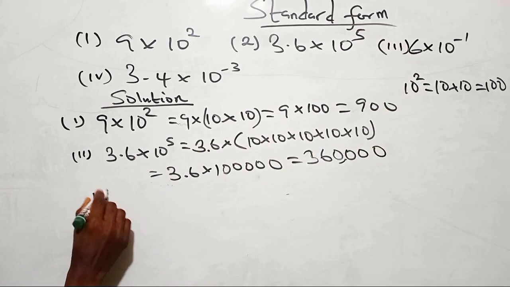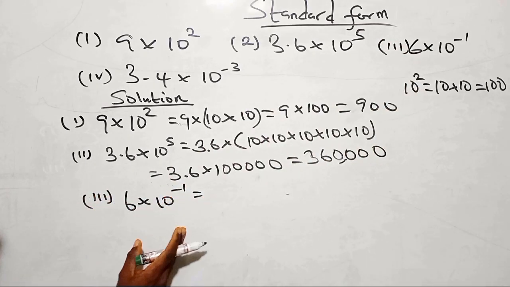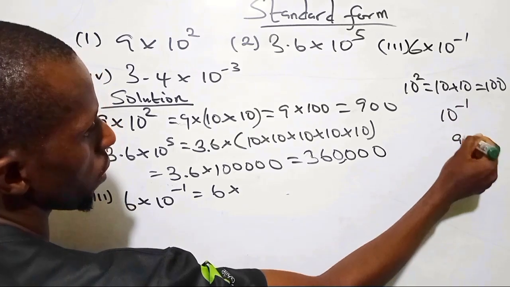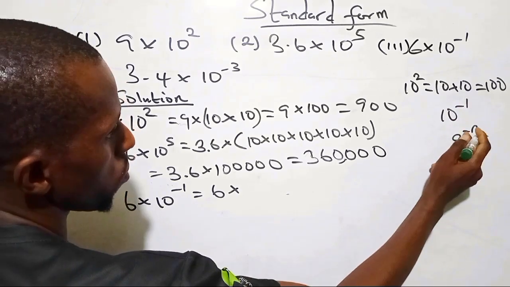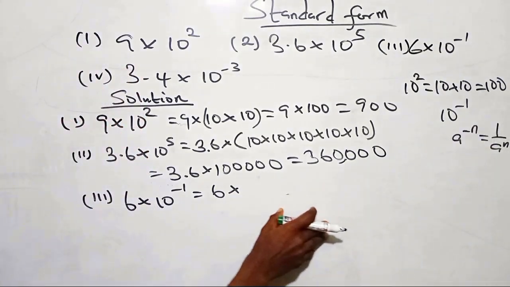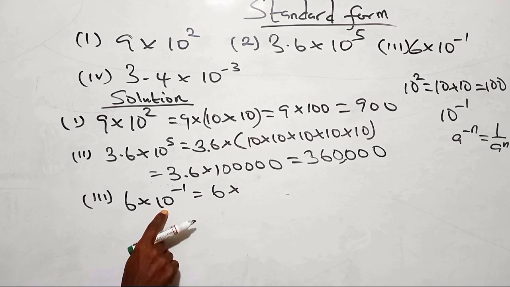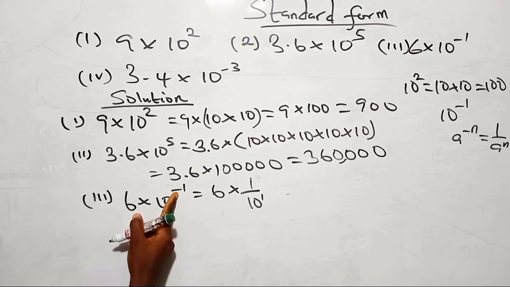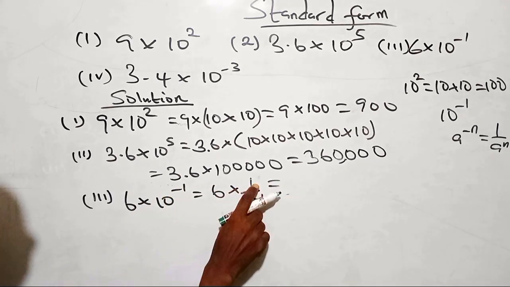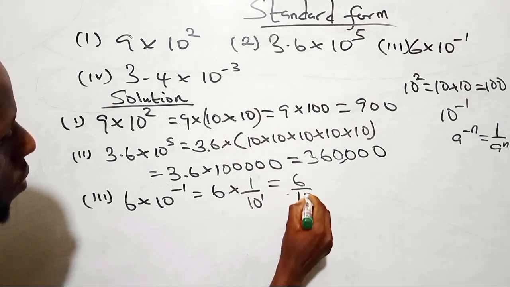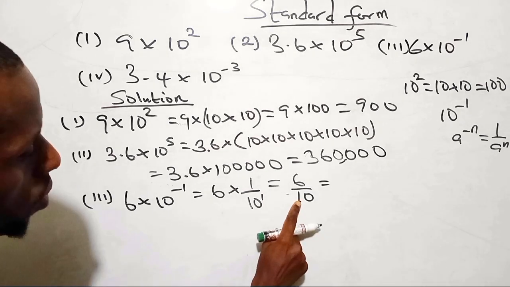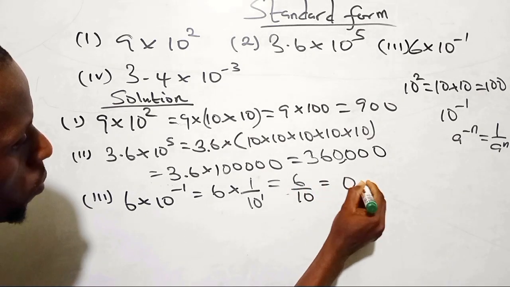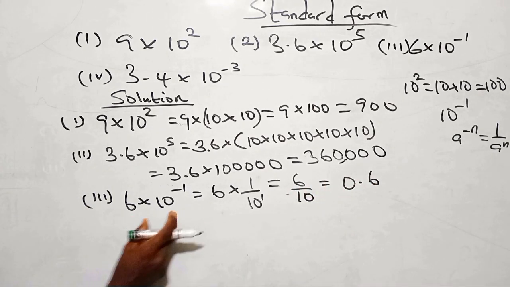For the next one, I have 6 times 10 raised to the power minus 1. In our law of indices, when you have a negative index, to remove this, we have 1 over 10 raised to the power. So we apply this law here. We have 1 over 10 raised to the power 1. We introduce this one to remove this. So we multiply this with this: 6 times 1 is 6, and 10 raised to the power 1 is 10. Since I have the denominator in multiples of 10, I will solve this as a decimal. So I have 0.6. When you change from here to here, you have this.